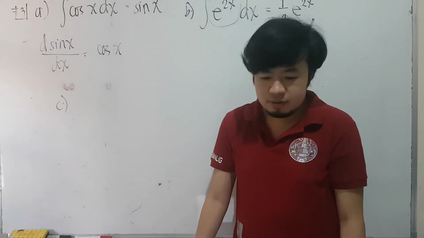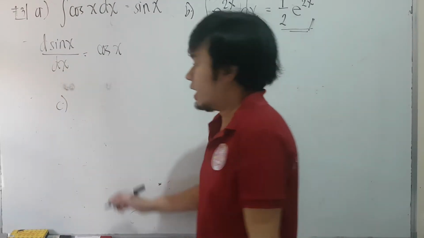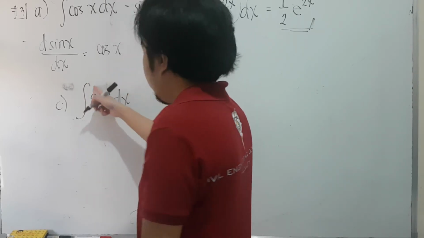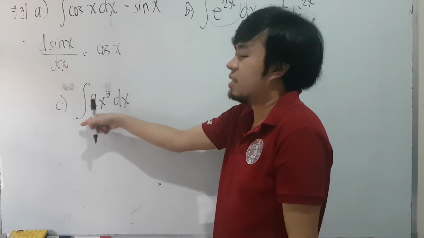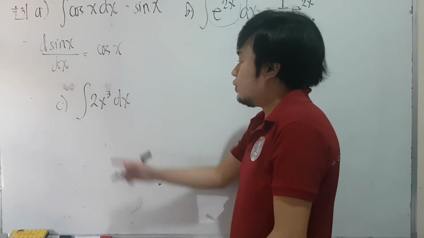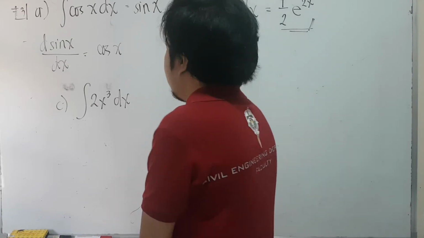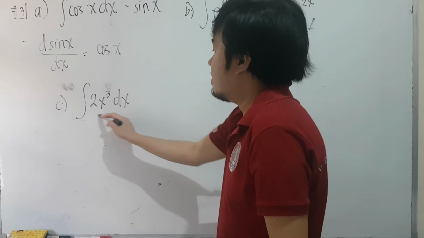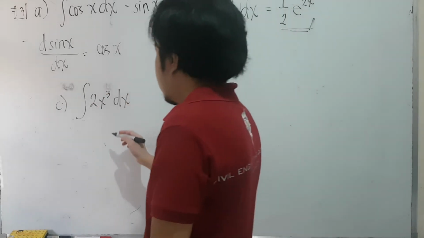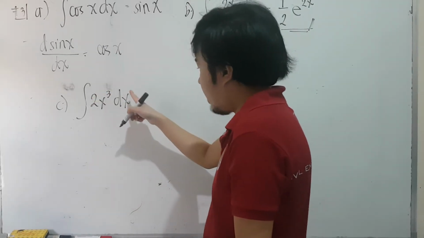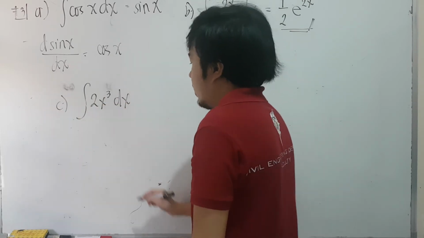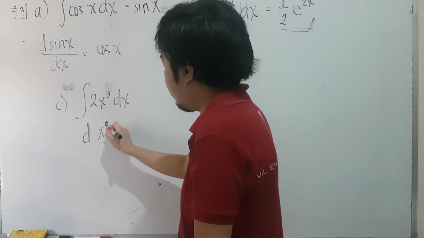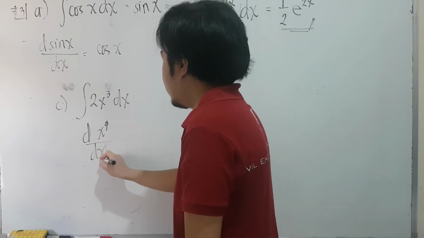So we have 2x cubed dx. The integral of 2x cubed dx. By the way, this is the integral sign or integrating sign. Okay? So 2x cubed dx. So what function from differentiation would give us this function? Okay? So going back, solving it backwards, the derivative of x to the fourth with respect to dx.